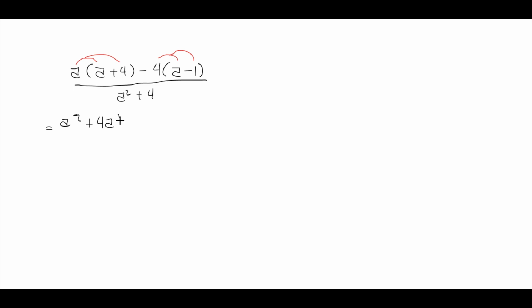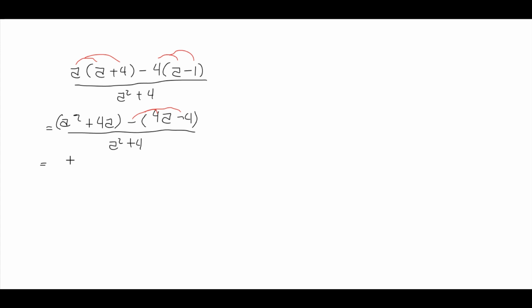Let's just group this one first into one term. Minus 4 times positive a will get 4a. Then 4 times negative 1 will get negative 4. And just copy again the denominator, a squared plus 4. After distributing the a and the 4, the last thing we need to do here is to distribute the negative sign into this second parenthesis.